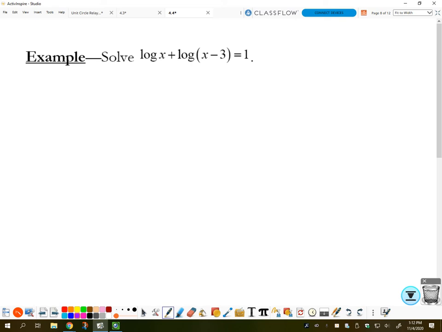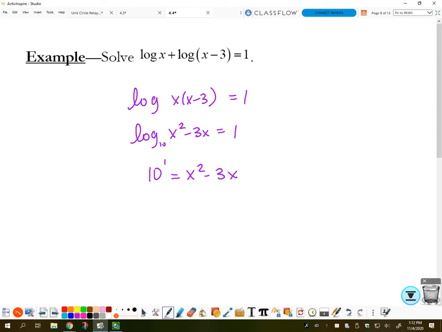Okay, so if you have more than one log, you have to condense first, and then it's the same thing we were doing. So we're going to take this side and condense it. So it'll be log of x times x minus 3 equals 1. So it'll be log of x squared minus 3x equals 1. Remember, if there's no base, it's understood to be a 10. So we write this in exponential form. It's 10 to the first equals x squared minus 3x.